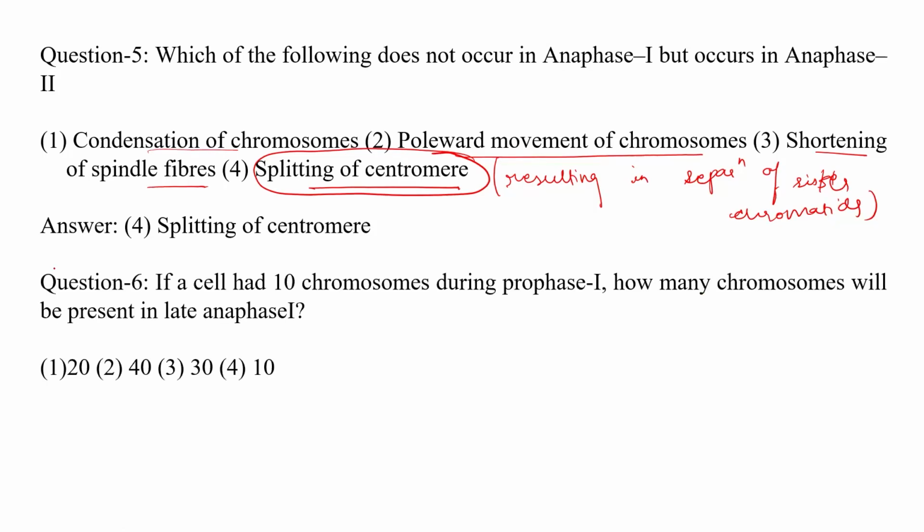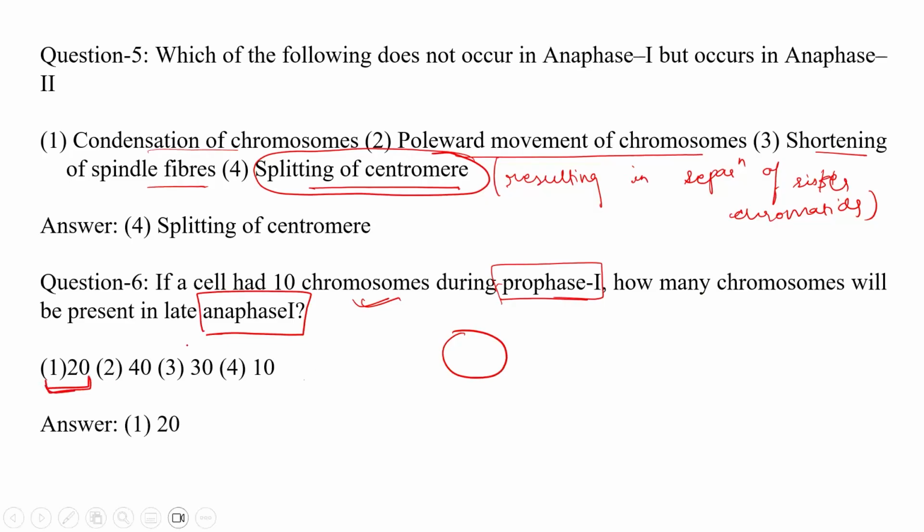So the next question is, if a cell had 10 chromosomes during prophase 1, how many chromosomes will be present in the late anaphase 1? So in prophase 1, if it has 10 chromosomes, now the separation will happen and it will have how many chromosomes? Now it will have the 20 chromosomes. Fine.